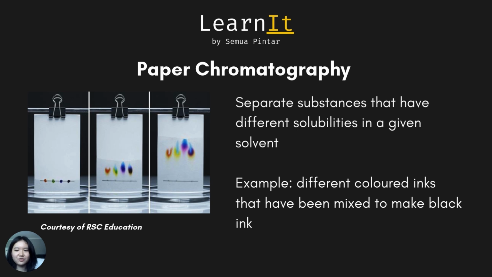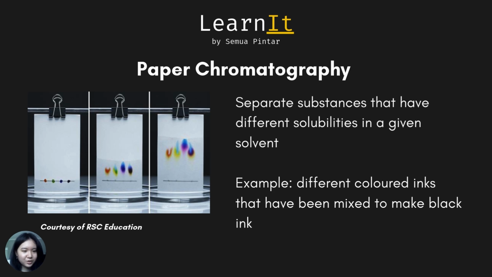So imagine you have a box of colorful markers and you want to find out what colors are used to make a black marker. So how are you going to do that? Well, you're going to use paper chromatography, which is a special way to separate those colors which are included inside the black marker. As in this visualization, the definition is that it separates substances that have different solubilities in a given solvent. An example is the different colored inks that have been mixed to make black ink, as previously mentioned, and you can do that through chromatography.